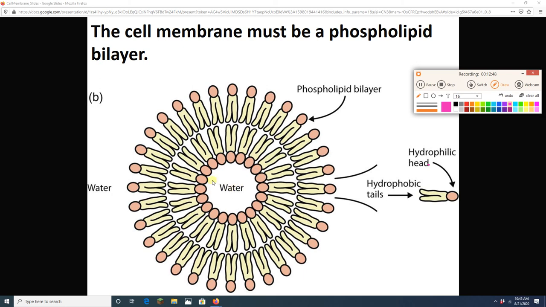We're separating water from water. It is very hard for the water in here to go like this. It's hard for it to go like this or to go like that. We are not allowing that because of the hydrophobicity, the hydrophobicness of these tails. So we've got to have a bilayer of phospholipids to make a beautiful membrane that separates ECF on the outside and ICF on the inside.